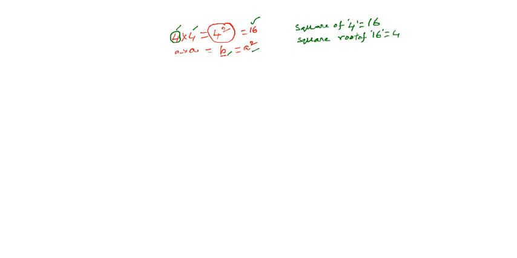We may observe these two key points. Here 4 into 4 is 4 square. 4 4s are 16. 16 is called the square of 4. And 4 is called the square root of 16. You may observe these two.